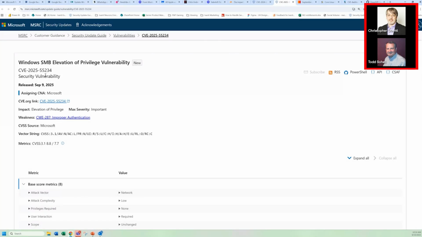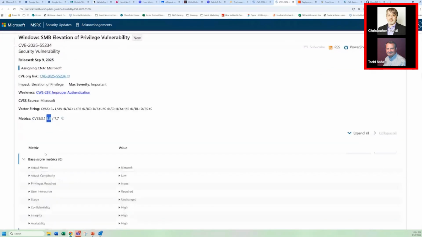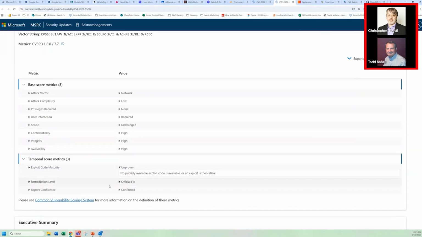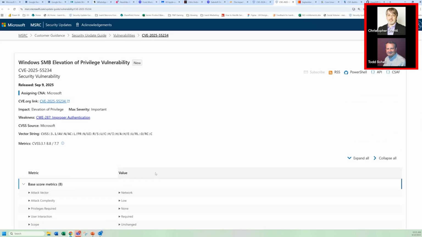There was a high number of elevation of privilege this month. 8.8 CVSS score, rated important. Again, the key thing we look for when looking at a publicly disclosed vulnerability is, was any code exposed during that public disclosure? In this case, there was no publicly available exploit code and no proof of concept code made available as part of that public disclosure, but enough information about the vulnerability and where it might reside was released to warrant Microsoft calling it a public disclosure.